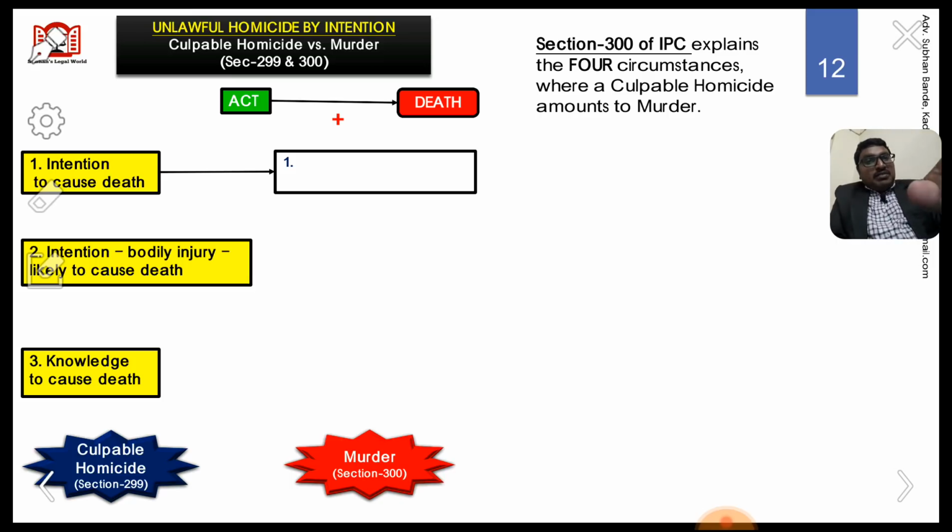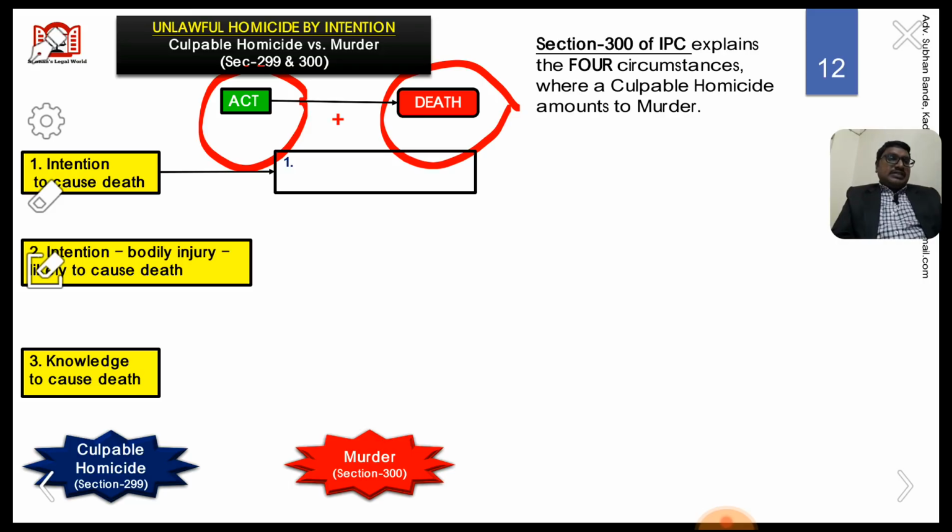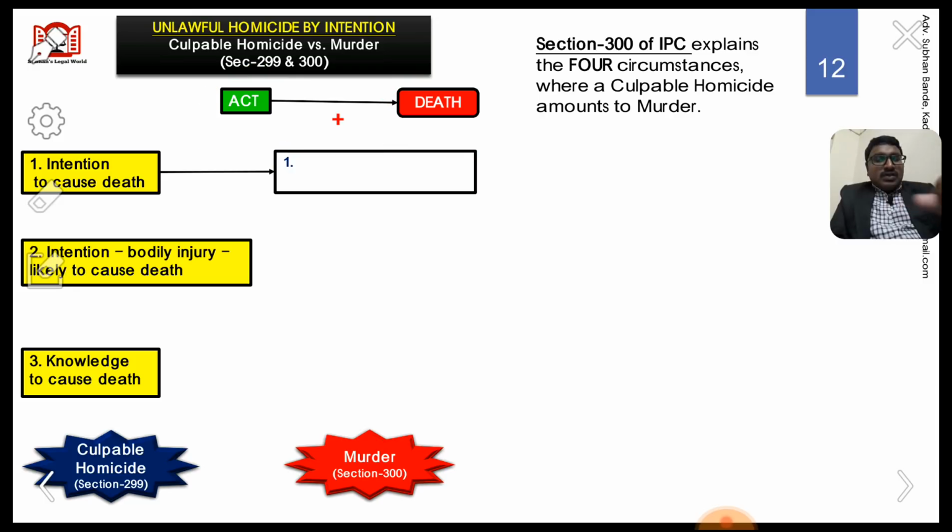As we know, there must be some act. Here the act includes both the commission or omission. The result of the act is the death. Let us see the mens rea part of section 300. Earlier we discussed that murder is a form of culpable homicide. Murder is one of the forms of culpable homicide.